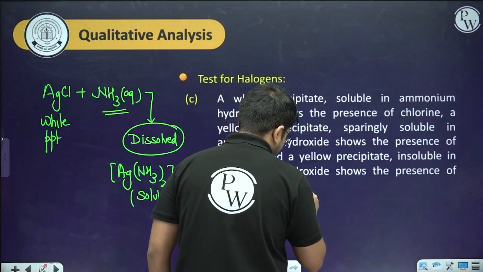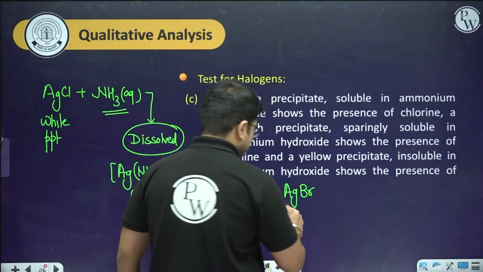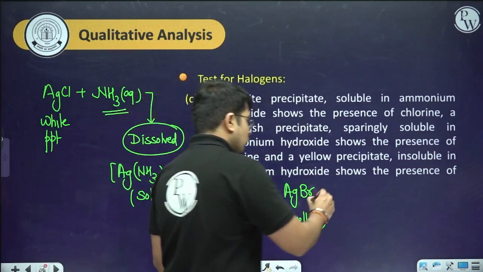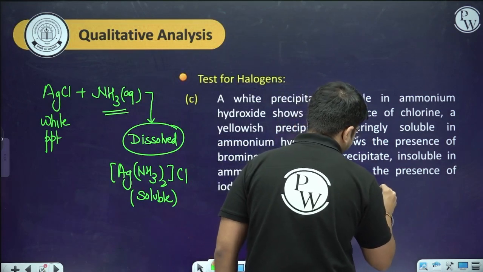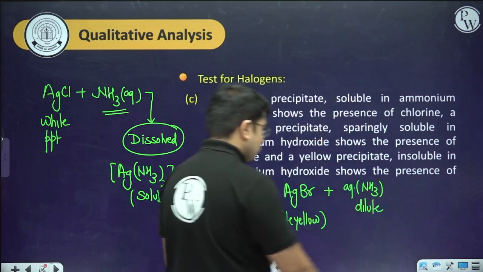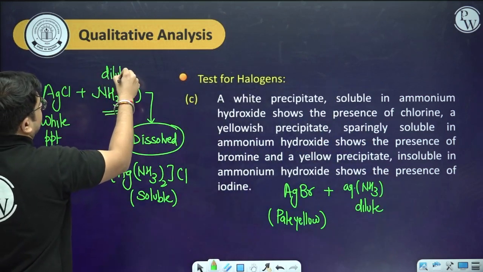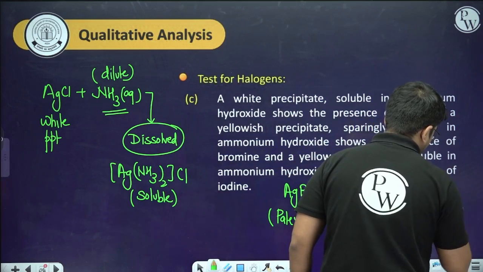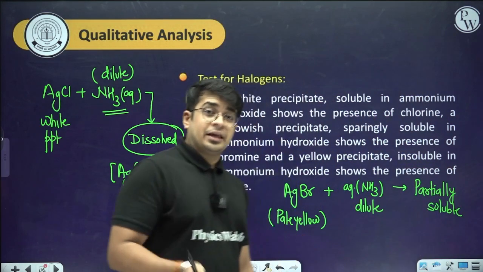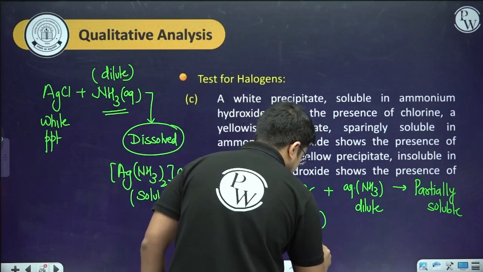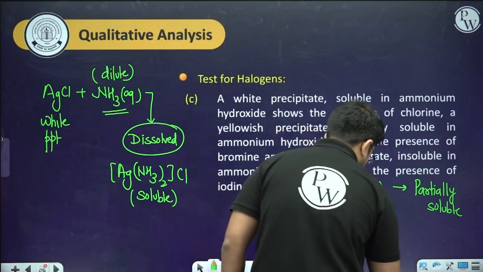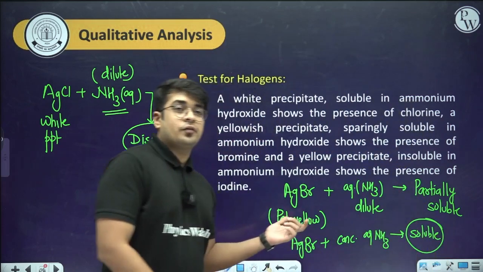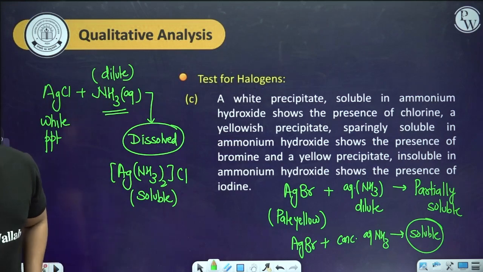Let's say there might be a chance that we have AgBr. What happens in this particular case? First of all, this precipitate is a slightly pale yellow, very light yellow color. If you add dilute aqueous solution of ammonia, you can start with the dilute solution, first of all, it's going to be partially soluble. Okay, eventually what happens if you are using this AgBr, which is pale yellow, with a concentrated aqueous NH3, now it becomes soluble, which shows the presence of AgBr in the solution. I hope this part is clear.